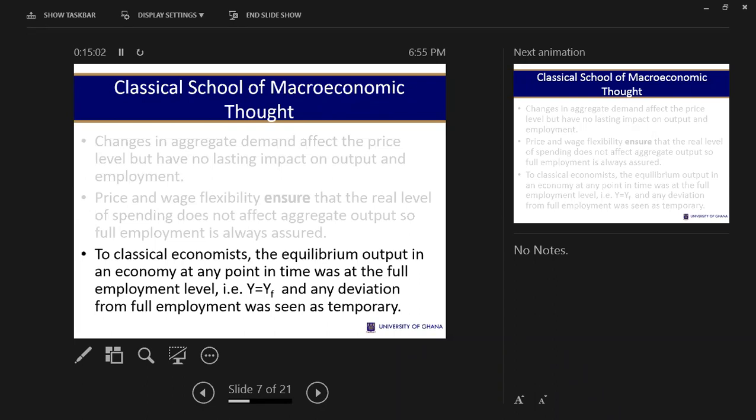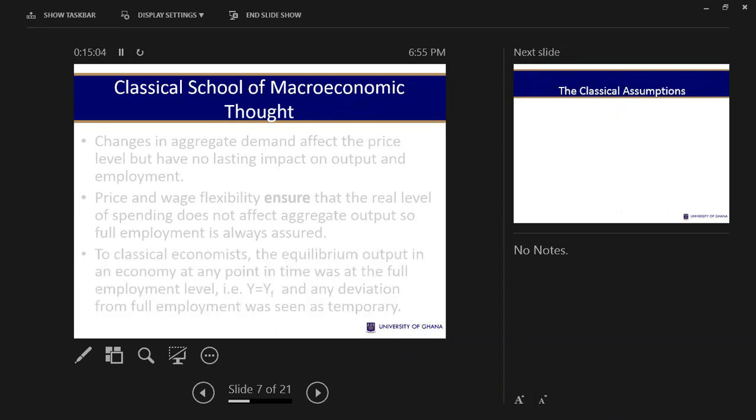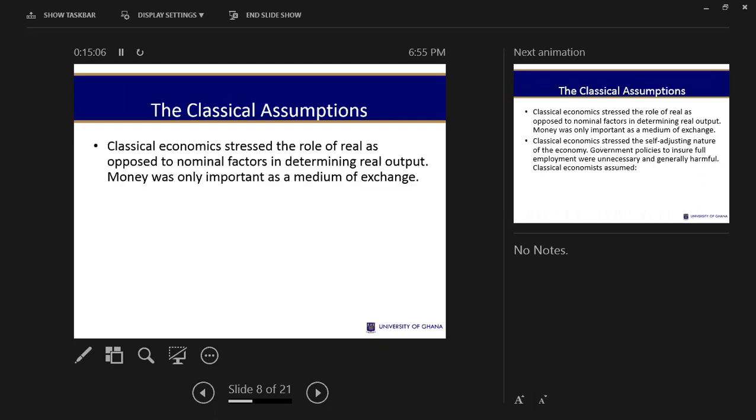Right. So we move on. Let's look at the assumptions. The main assumption is that it's only real factors that can cause a change in real variables. If you take something like output, it's only real factors that can cause a change in output.